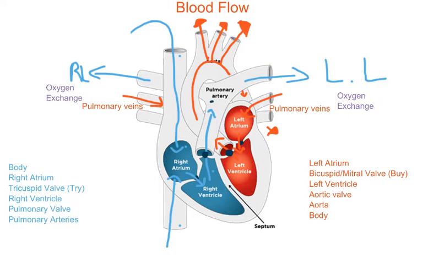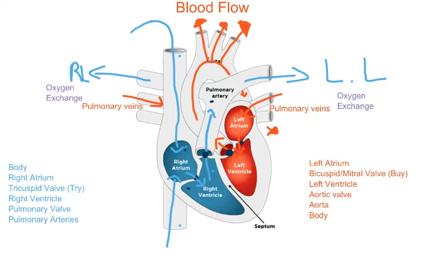So we'll have blood coming in from the body into the right atrium here, and then from the right atrium we'll get past the tricuspid valve down here. After getting past the tricuspid valve, we'll go into the right ventricle. From the right ventricle, we'll go past the pulmonary valve here, and after that we'll go into the pulmonary arteries, which branch off into the left lung and the right lung. That's where oxygen exchange happens.